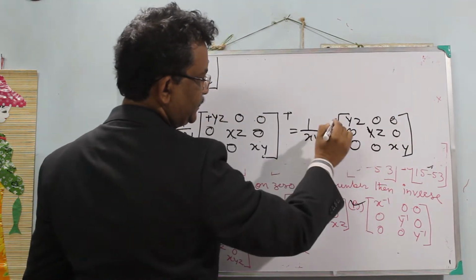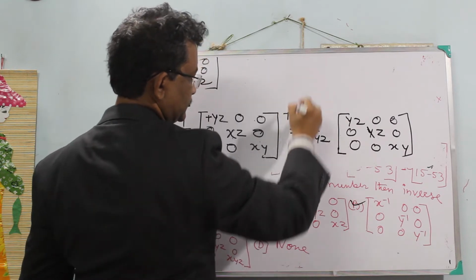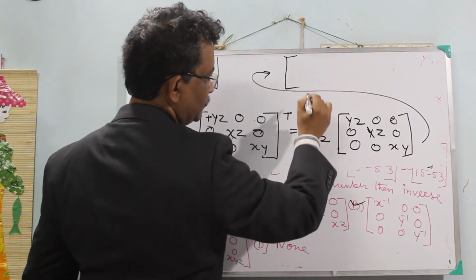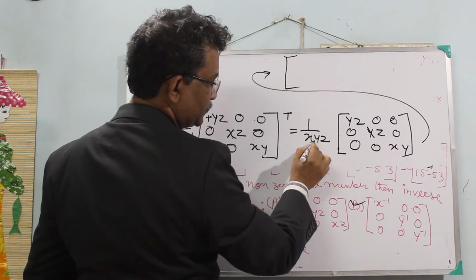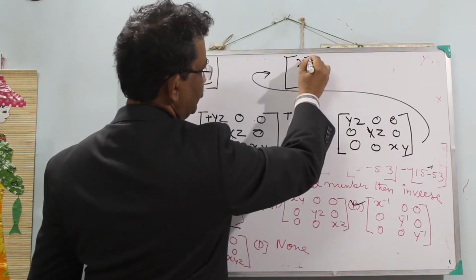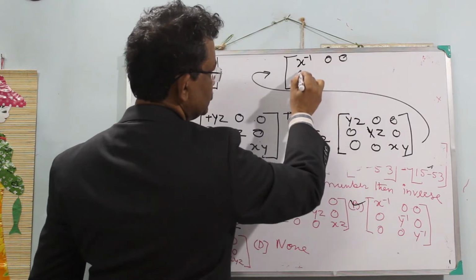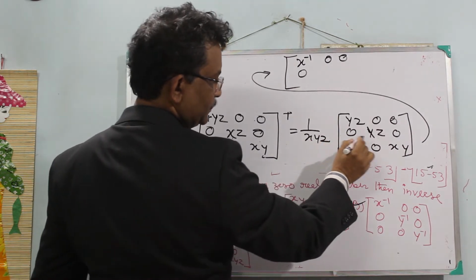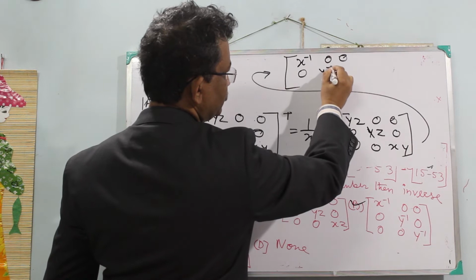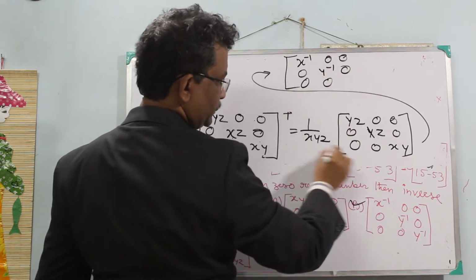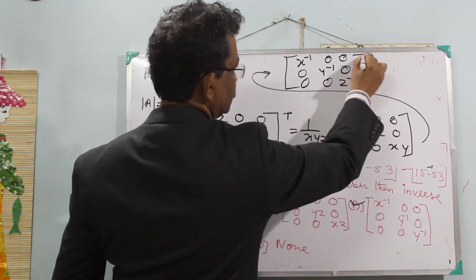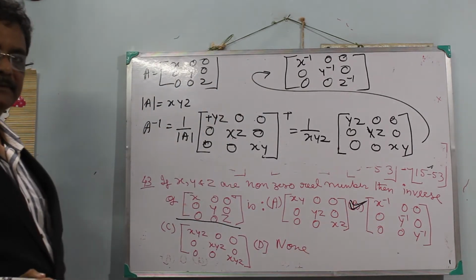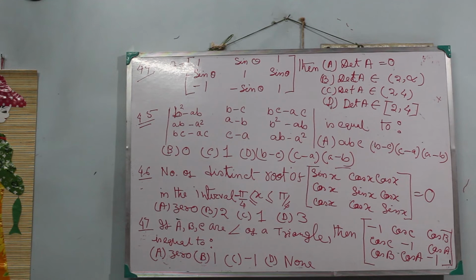If you divide each element by xyz, you will get yz by xyz, so 1 by x, that means x to the power minus 1, 0 0, 0, and xz by xyz, so 1 by y, that means y to the power minus 1, 0 0 0, and here it will be z to the power minus 1. So the correct answer is B. Clear?